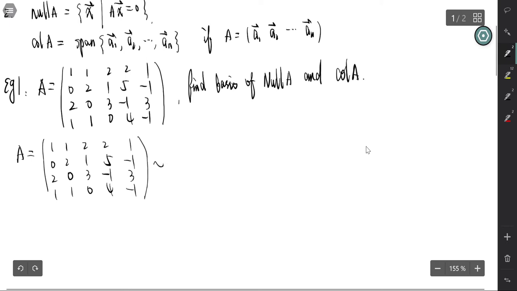We use row reduction to reduce this matrix to its reduced row echelon form. First, we multiply the first row by -2, then add to the third row, and then multiply the first row by -1, then add to the fourth row. The first row multiplied by -2 added to the third row gives 0, -2, -1, -5, 1.